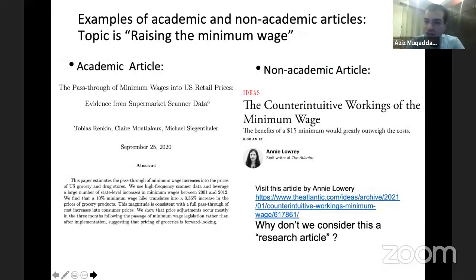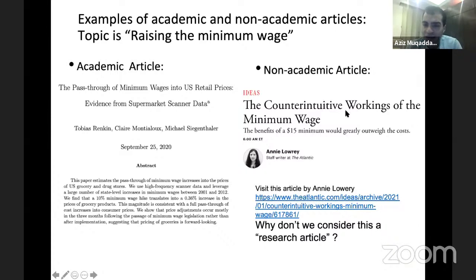And so this is just to show you a difference between an academic article and a non-academic article. So the academic article would look something like this. At least this is the title. And both articles are about the same topic, which is raising the minimum wage. So this is an academic article on economics: the pass-through of minimum wages into U.S. retail prices, evidence from supermarket scanner data.